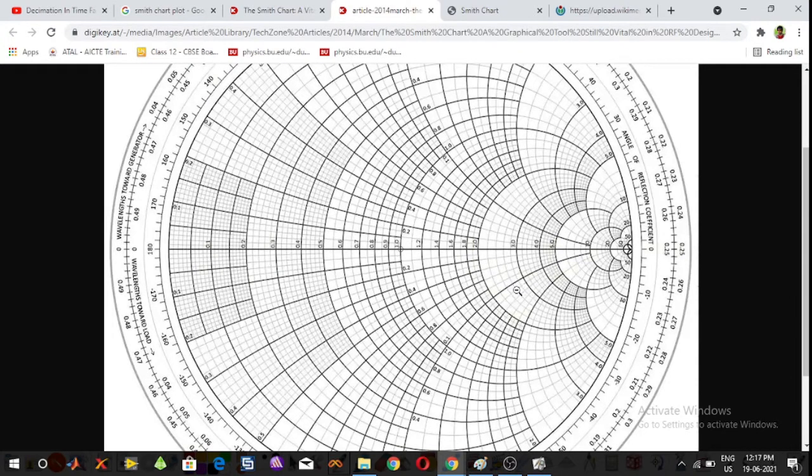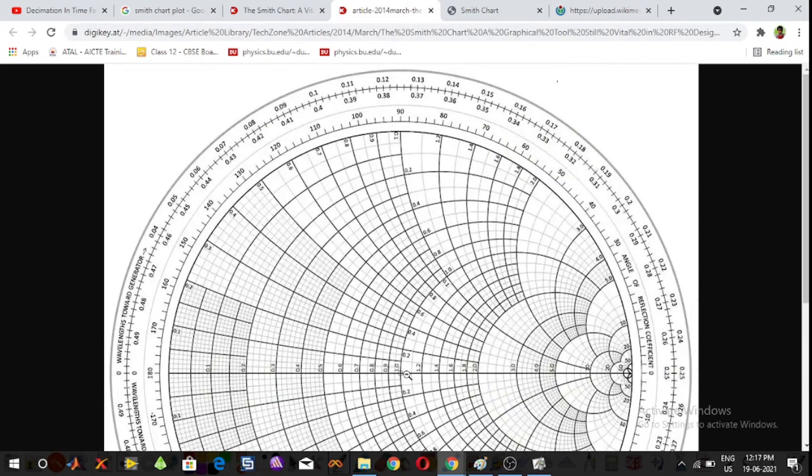So what is the normalized impedance value in this example? R is equal to 1 and X is equal to 1. So what is the intersection point? The R is equal to 1 constant circle and the X is equal to 1 constant circle. This is the R is equal to 1 constant circle, and this is the X is equal to 1 constant circle. Mark the intersection point of the R is equal to 1 constant circle and the X is equal to 1 constant circle. So mark that point on the graph sheet.